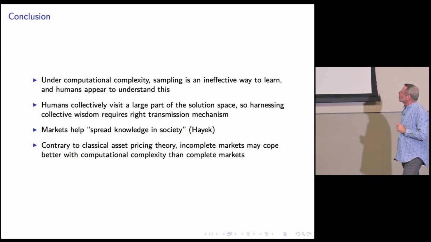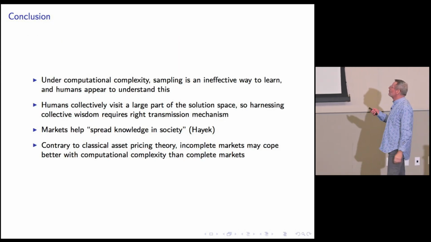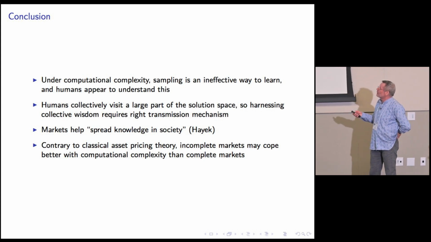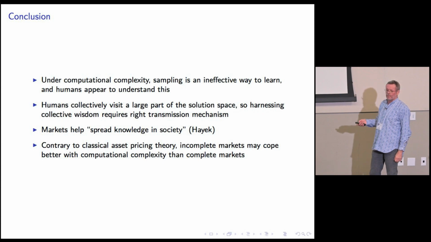So, conclusion on the computational complexity: sampling is an ineffective way to learn, and humans appear to understand this. Humans collectively visit a large part of the solution space, so harnessing collective wisdom requires the right transmission mechanism. Hayek conjectures that it's markets. Contrary to classical asset pricing theory, incomplete markets may cope better with computational complexity than complete markets. That's it. Thank you.